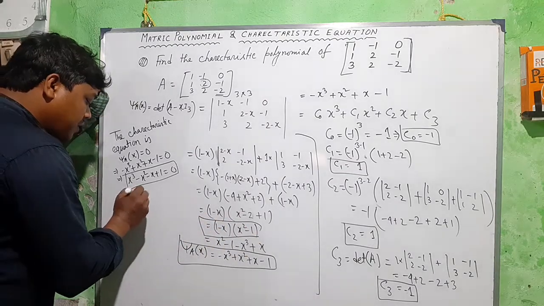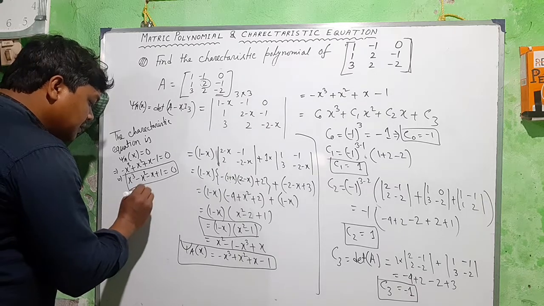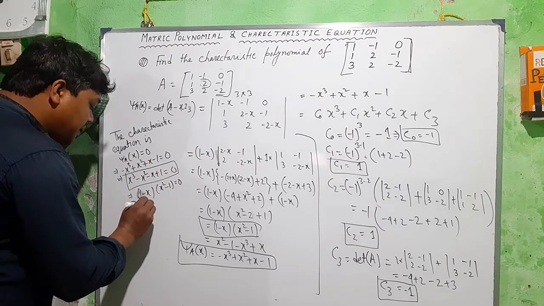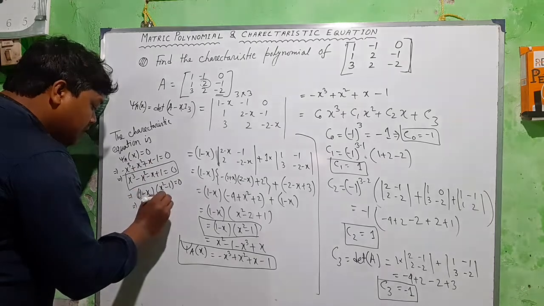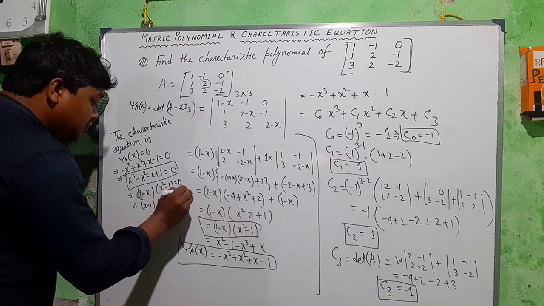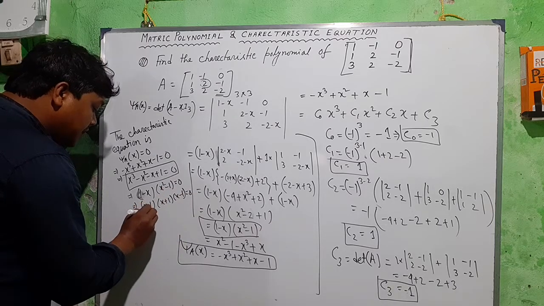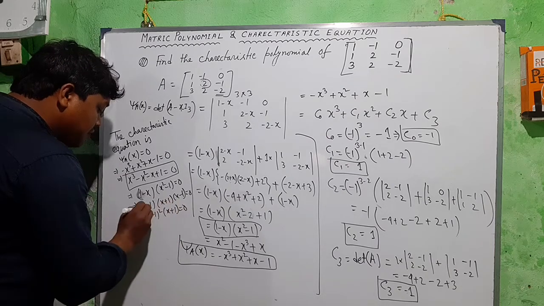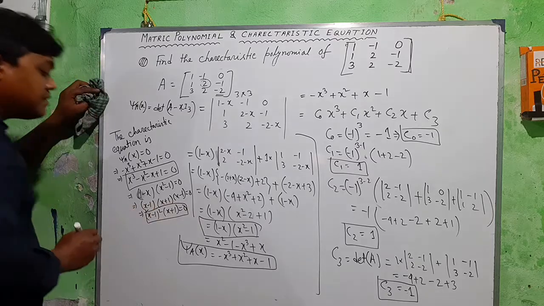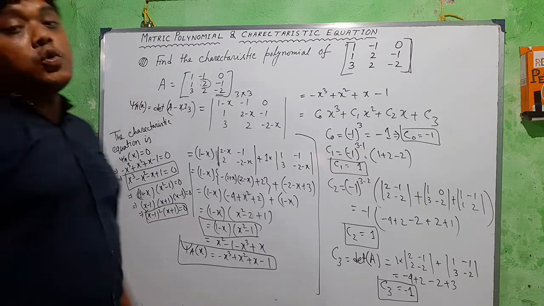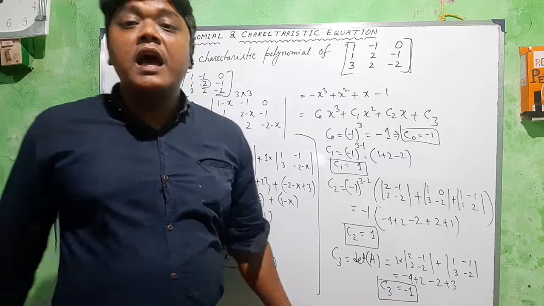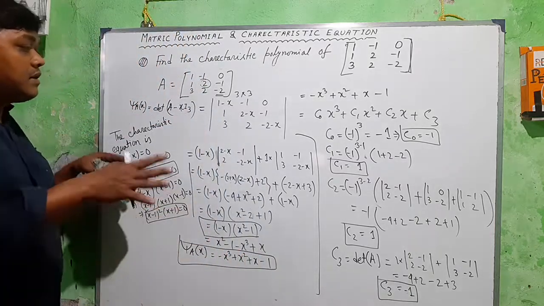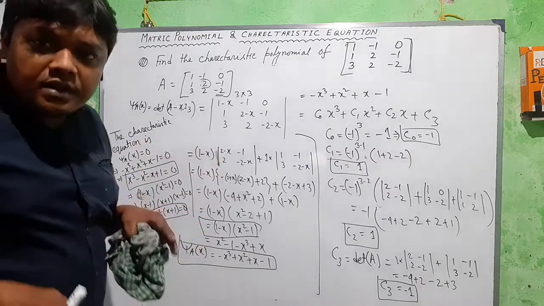That means x minus 1 minus x into x square minus 1, our whole square equals 0, or x minus 1 into x plus 1 into x minus 1 equals 0. And you can write here also x minus 1 whole square into x plus 1 equals 0. And the solutions of the characteristic equation are called eigenvalues. We will discuss later about eigenvalues and eigenvectors. Okay. So up to this part, it is clear to you, I think. Okay, thank you.